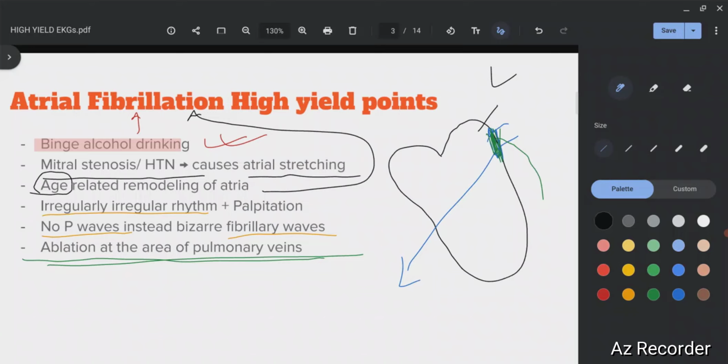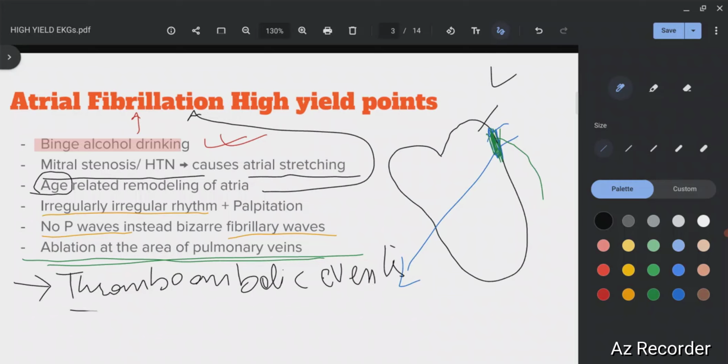Then one more important thing that I actually forgot to write here. The feared complication of atrial fibrillation is thromboembolic events. Remember this thing. So you will have thromboembolic events as a feared complication of atrial fibrillation. And what kind of thromboembolic events?